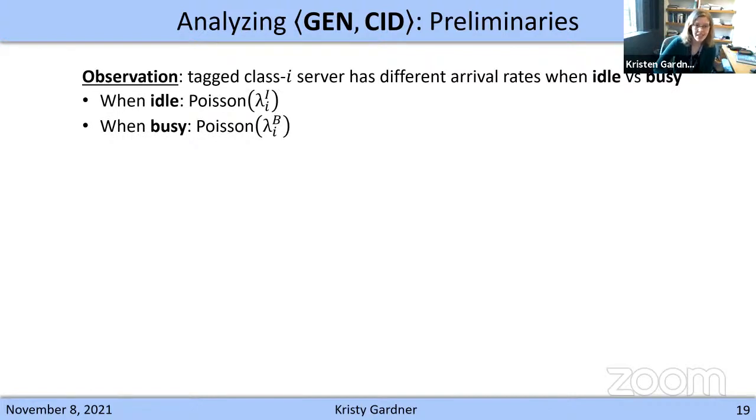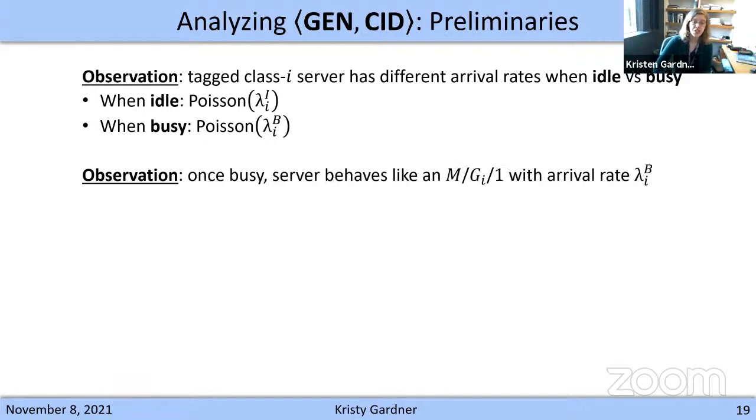So I'm going to use lambda I and lambda IB to denote the average arrival rate to an idle class I server and a busy class I server. Because we're making our decisions probabilistically, we're going to have a Poisson arrival process to this server, both when it's idle and when it's busy.